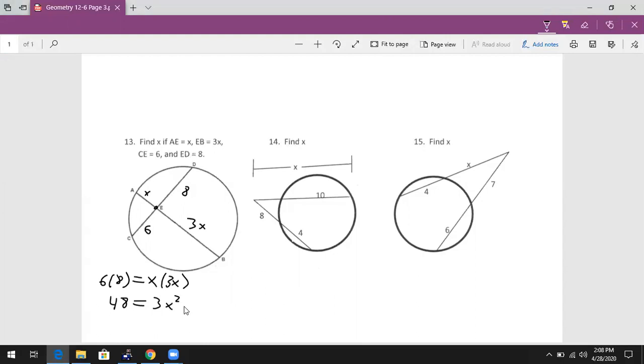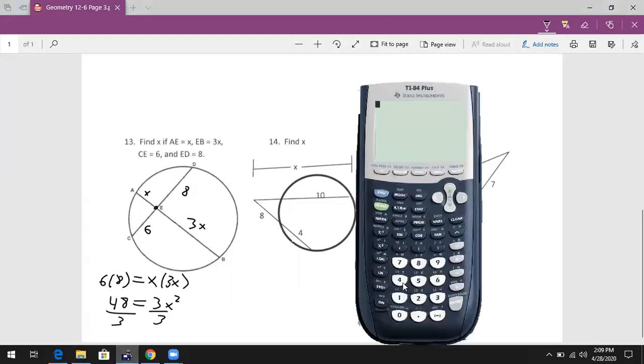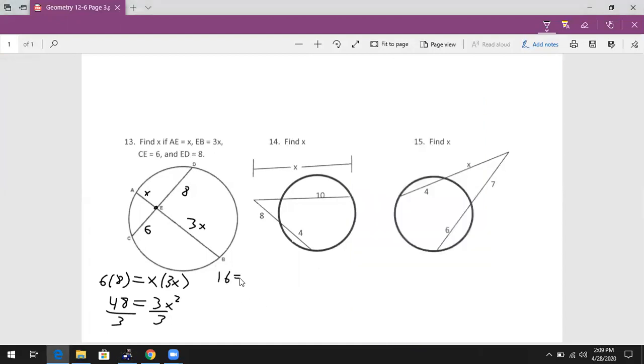Okay, so you're going to divide everything by 3. 48 divided by 3 gives us 16. 16 is x squared. Take the square root. x has to be 4.